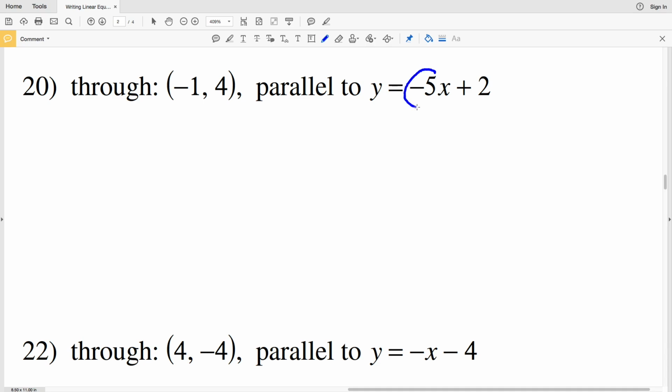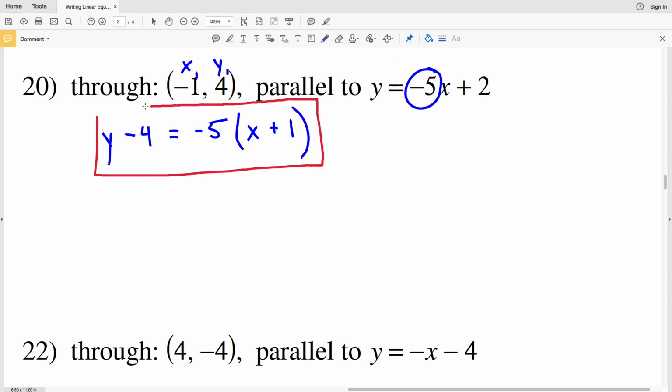Again, we can find our slope since it's parallel to y equals negative 5x plus 2. And here's our x1 and our y1, because that's the given point that we're going through. Y minus y1 is y minus 4, and that's equal to our m, which is negative 5, times x minus x1. So we're subtracting a negative, which is the same as adding that positive 1. Y minus 4 equals negative 5 times x plus 1.